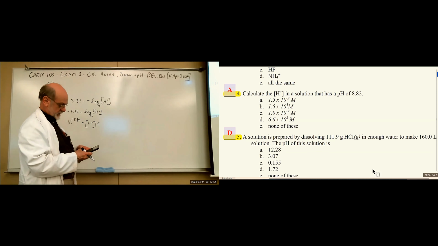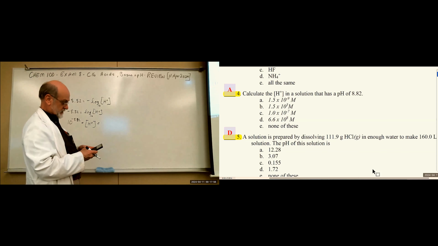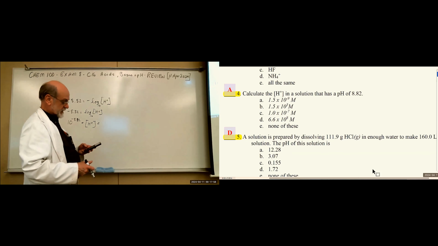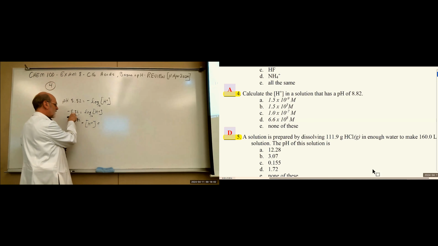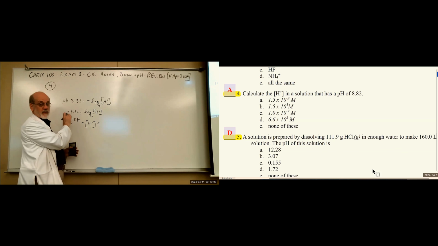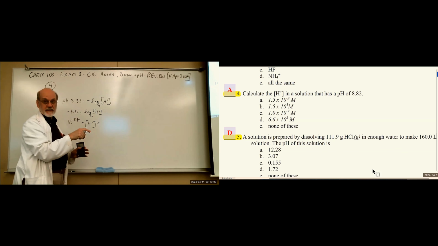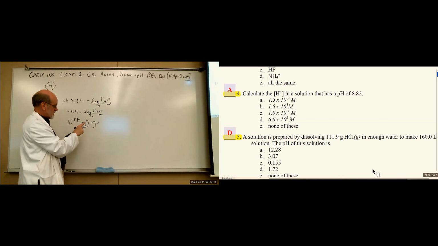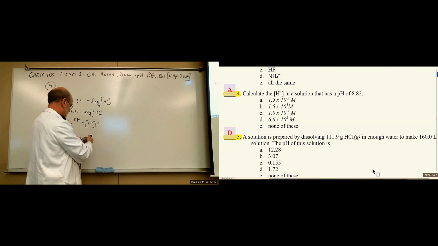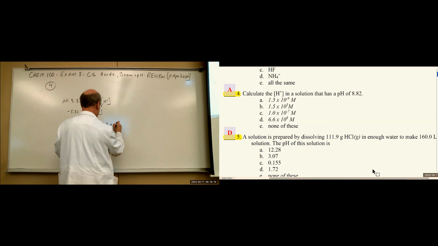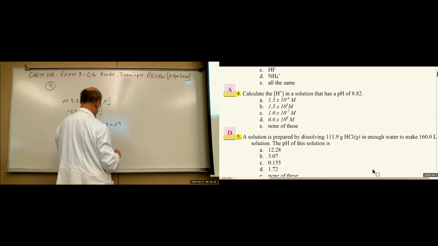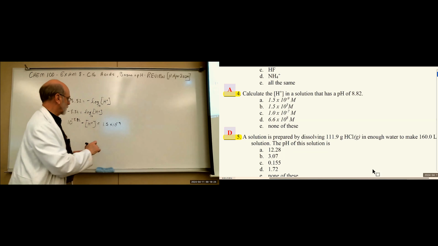So all we need is 8.82, change the sign, and then raise 10 to that power. And remember, the number of decimal points here tells you how many significant figures are in the non-transformed value. So that means I have to round it off to 1.5 times 10 to the minus 9 molar.